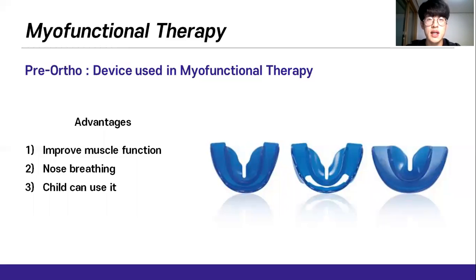This time, I will introduce a device used in myofunctional therapy. The name of this device is pre-ortho. Wearing this device helps to improve muscle function around the mouth. It also helps with the transition from mouth breathing to nose breathing, and is available to young children because the device is soft and easy to wear.